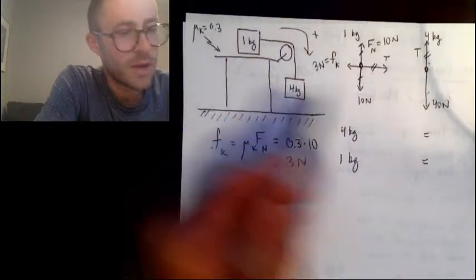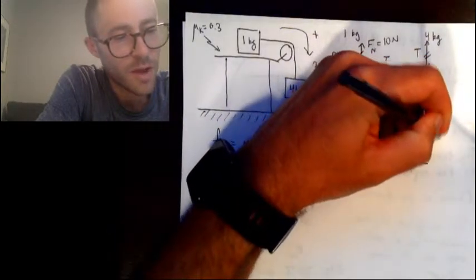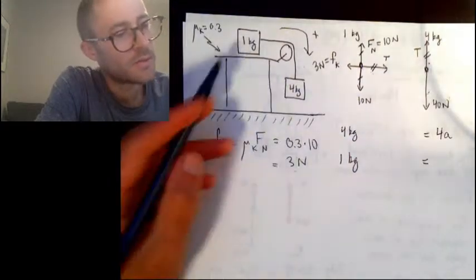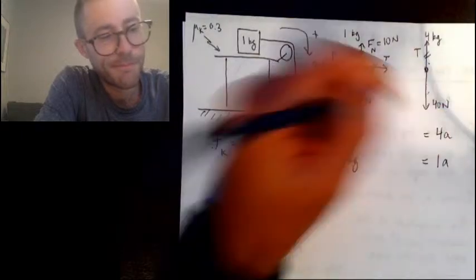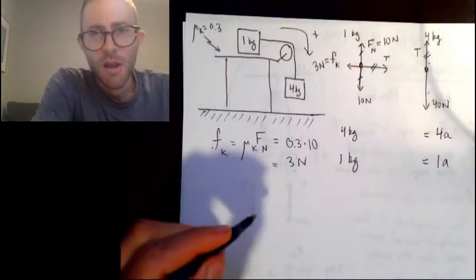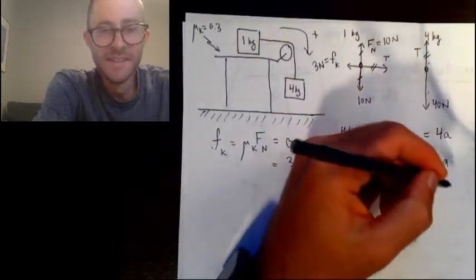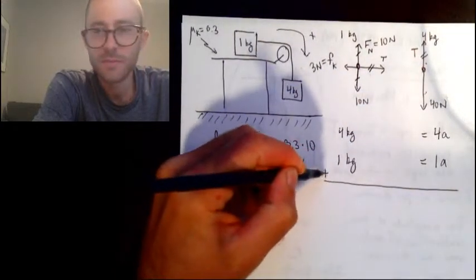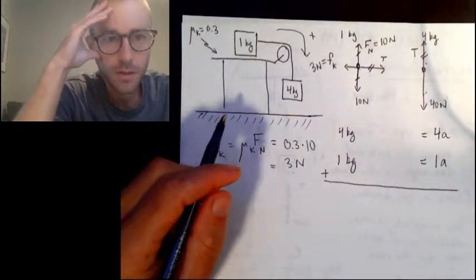So the right-hand side of Newton's second law is ma, so I know that this is going to be 4a because it's for a 4 kilogram mass, and this is going to be 1a. All right. And furthermore, I know that I'm going to add these two equations together.